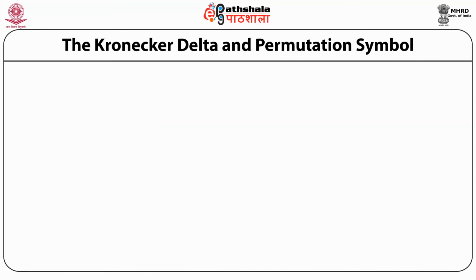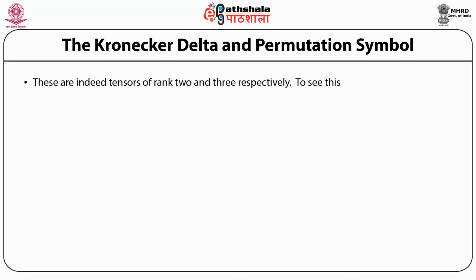The Kronecker delta and permutation symbol as tensors. We have so far defined the Kronecker delta and permutation symbol simply as objects having specific components. But these are indeed tensors, in the sense that they have the required transformation properties under rotations. To see this, del'ij equals aik ajl del kl equals aik ajk equals del ij, which implies that it is a tensor of rank 2.